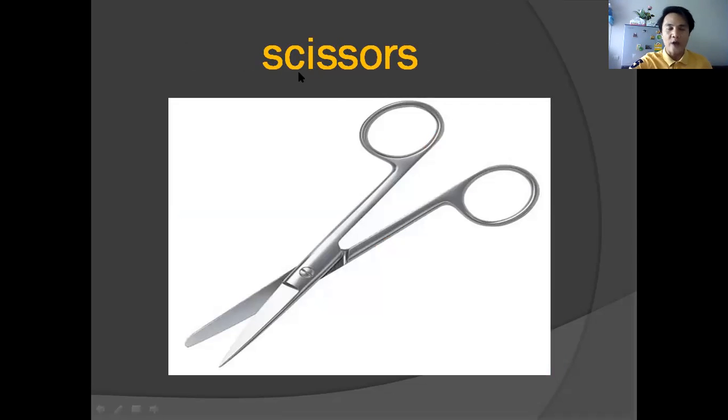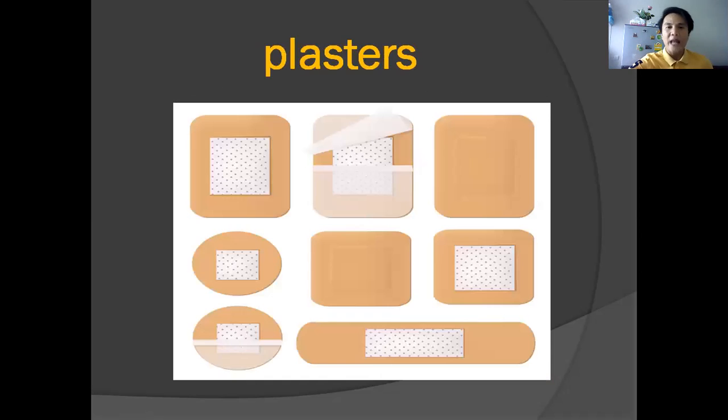Let us spell scissors. S-C-I-S-S-O-R-S. Scissors. Now we call this scissors. Next vocabulary word is plasters.